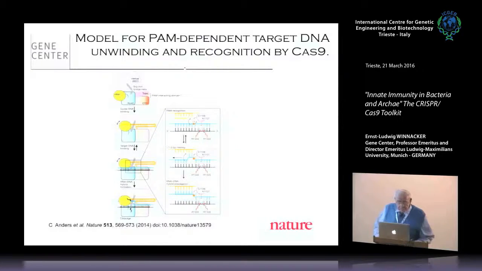So a complex, actually the Cas9, which almost everybody works with, has 1,031 amino acids. So it's quite a rather big protein. This one, which has been crystallized.